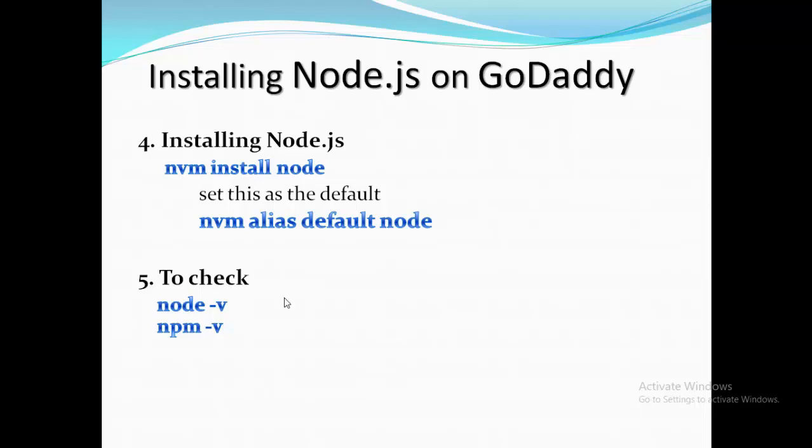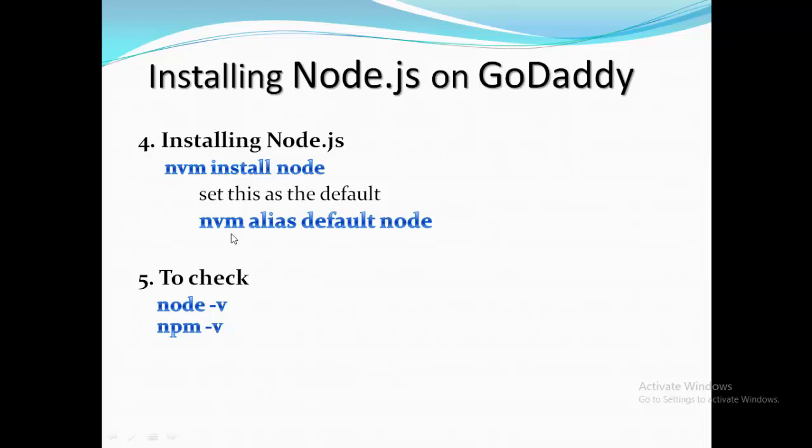You just enter this command, nvm install node. This command will install node in your system and then set it as the default. For this you need to run this alias, nvm alias default node. To check your node installation, run these 2 commands separately, npm -v and node -v. Okay, that's it, and I hope you got it.